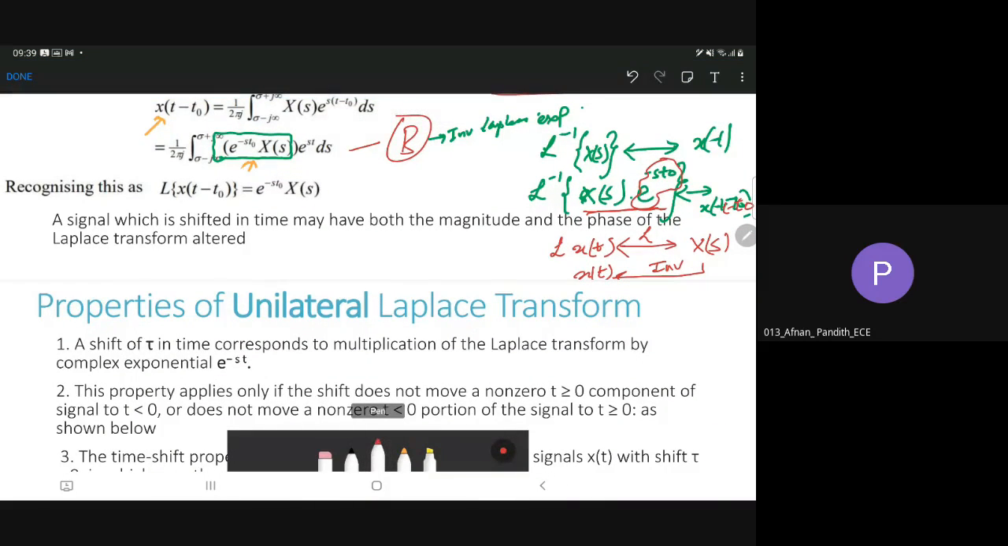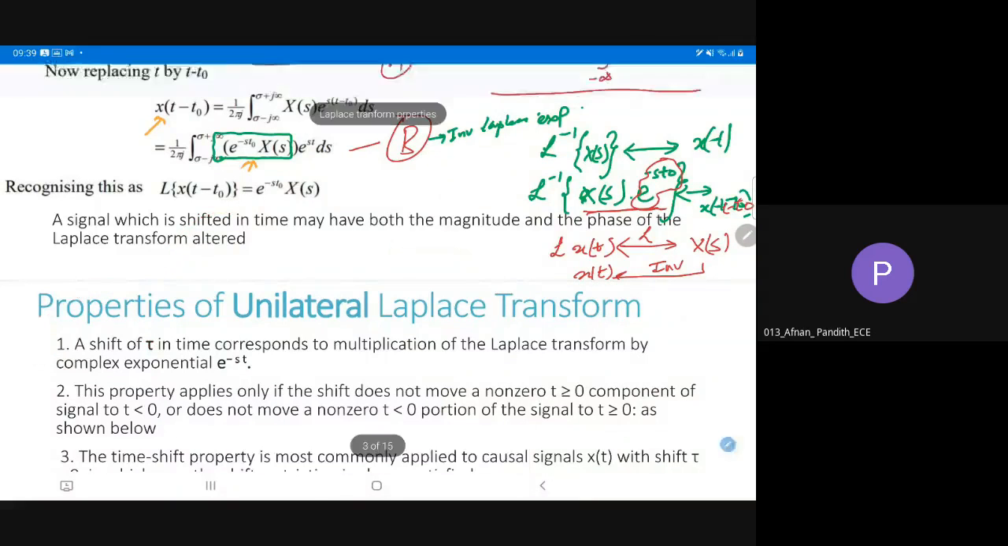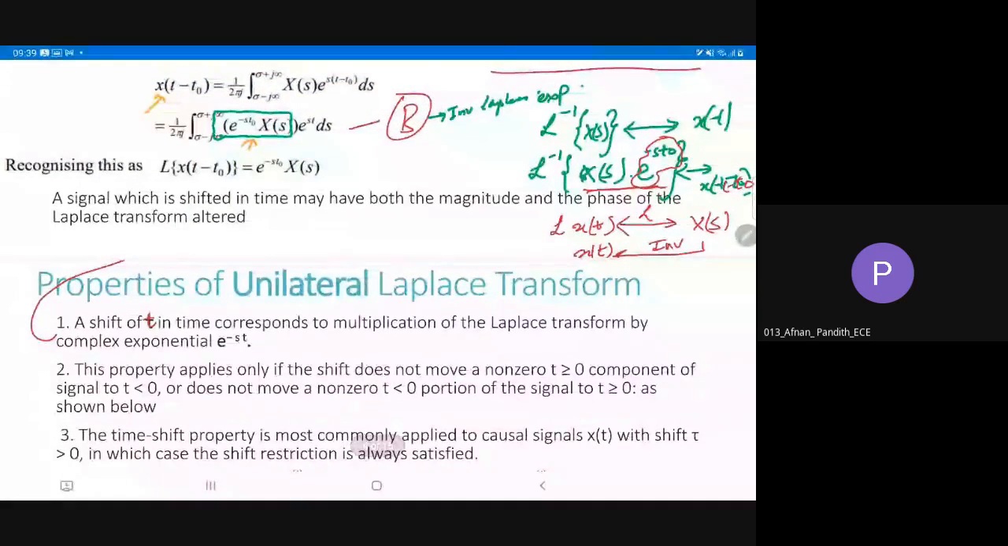Whatever I am saying here in point number 1: any shift in t, a shift of t in time, corresponds to the multiplication of the Laplace transform by complex exponential e to the power minus s t. And this property applies only if the shift does not move a non-zero t greater or equal to zero component of the signal to t less or equal to zero, or does not move a non-zero t less than equal to zero portion. I will explain this.